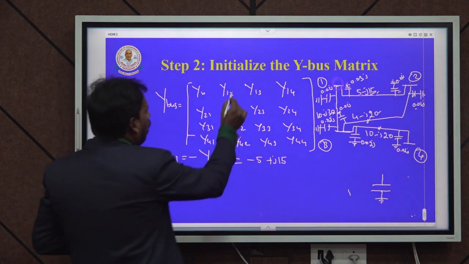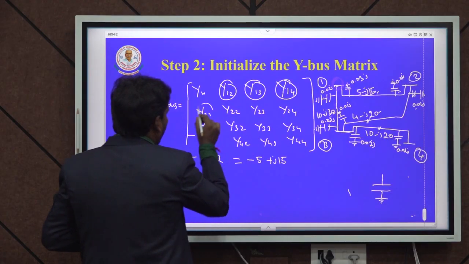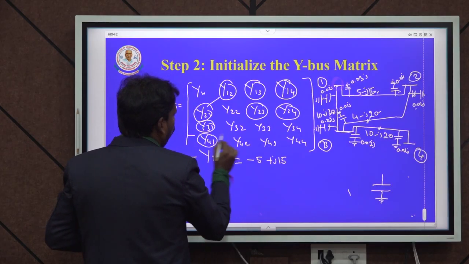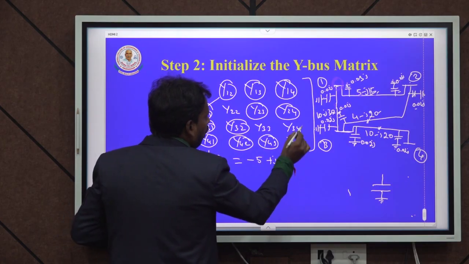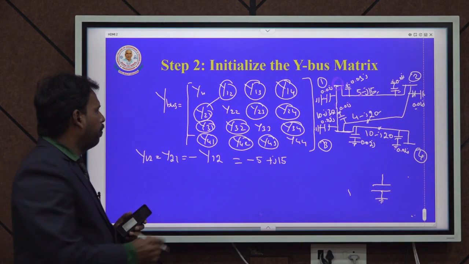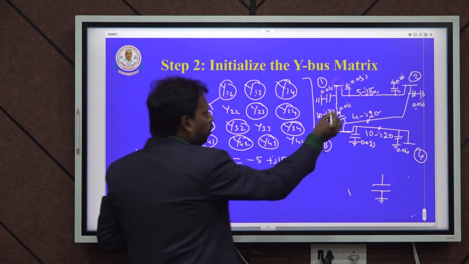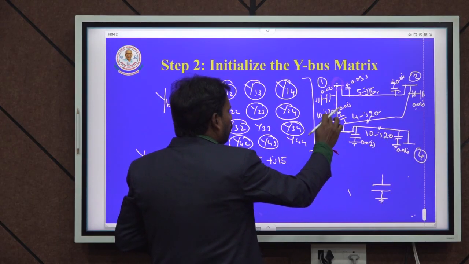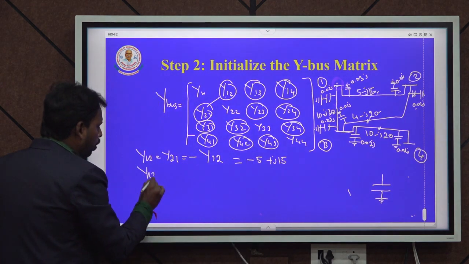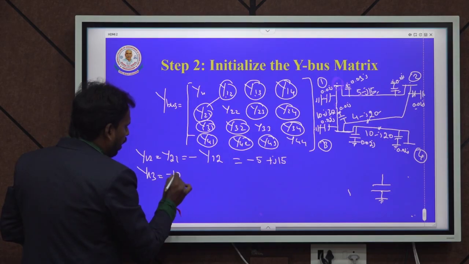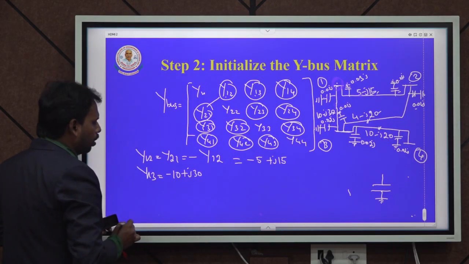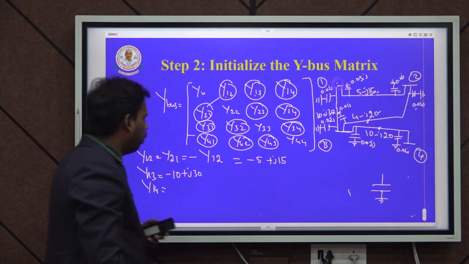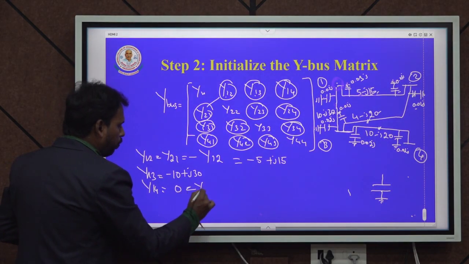Likewise, we are going to calculate all the elements y12, y13, y14, y21, this is the same, as well as y23, y34, y31, y41. These are the off diagonal elements we calculate this way. What are the elements connected between 1 and 3? The connecting value is 10 minus j30. So y13 means the negative sum of the value, so minus 10 plus j30. Likewise y14 value, here 1 to 4 there is no element, so we just put 0, which is also y41.